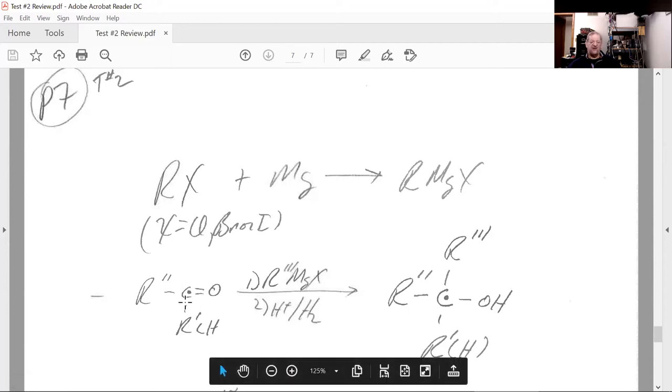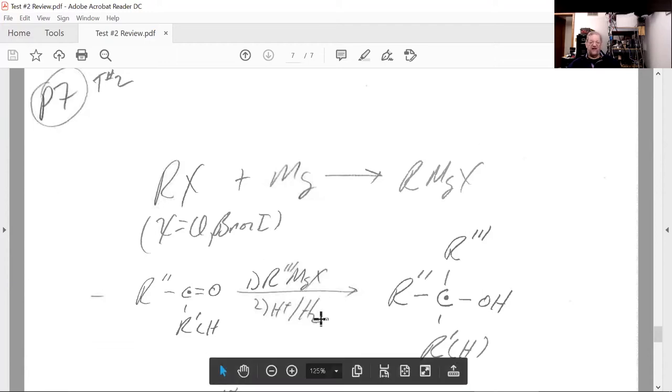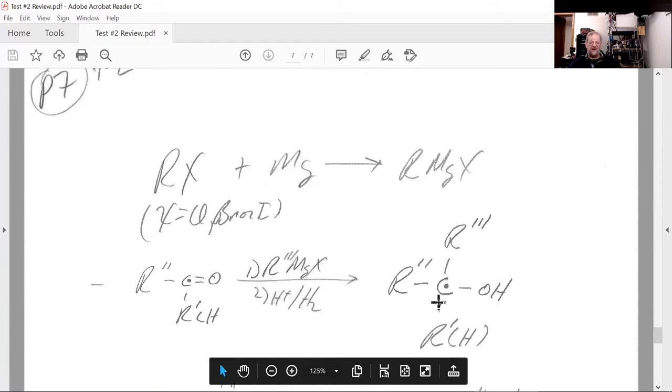I take a ketone or aldehyde, react the first step with a Grignard, second step acid and water, that should be H2O, the oxygen somewhere around. If you find it, let me know, but ooh, that was awful. But that should be H2O. And what you get is this alcohol.